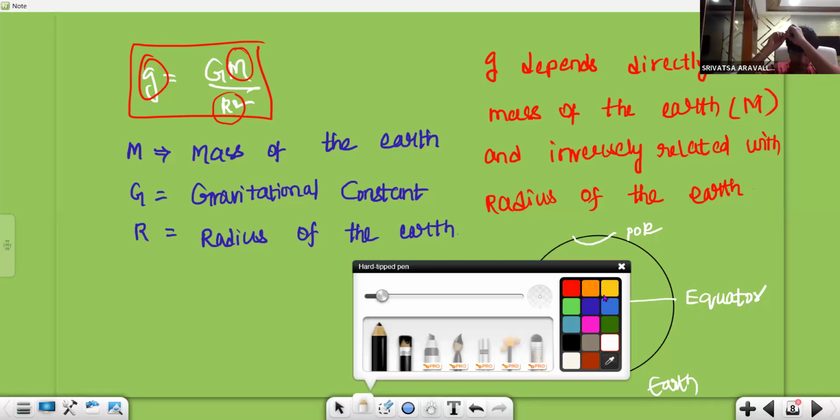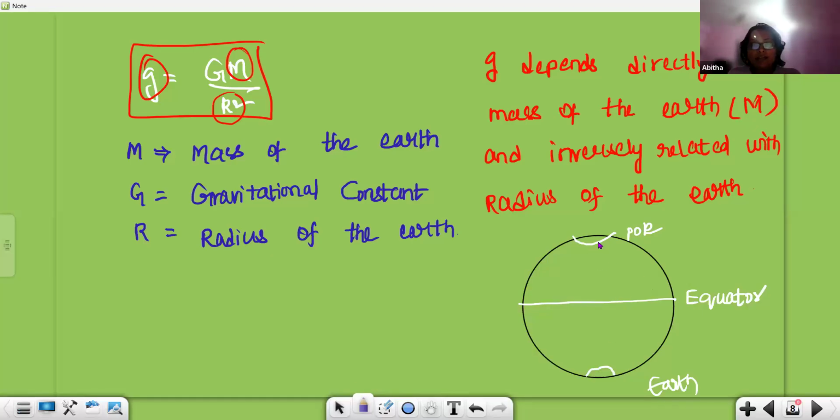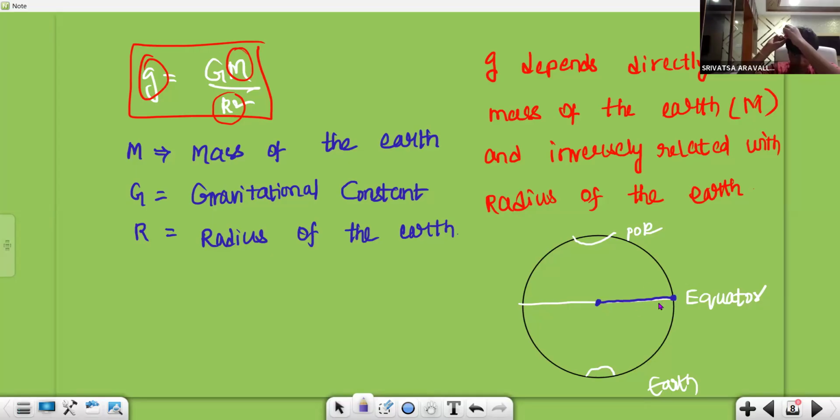So when you consider the equator and the poles, among the two, where is the radius more? What is radius? Radius is nothing but half of the diameter, half of the circle. In the case of the equator and in the case of the pole, where is the radius more? On the pole or on the equator, where can you see more radius?